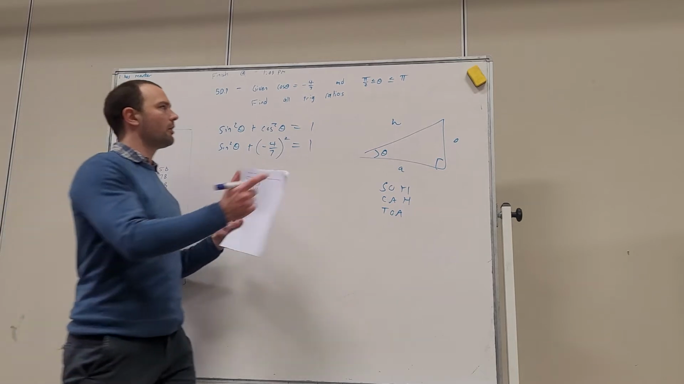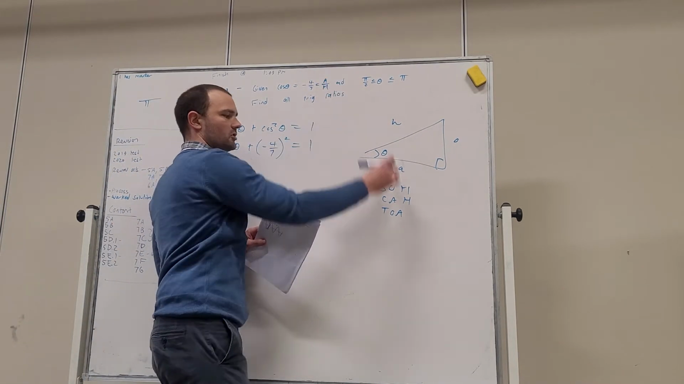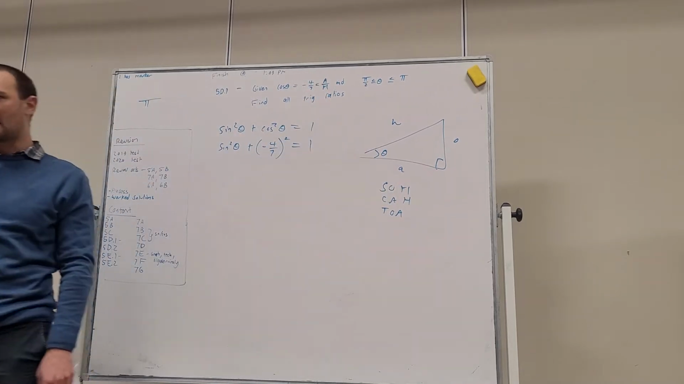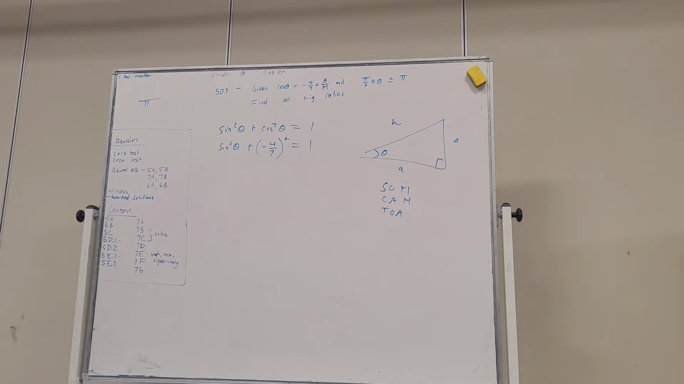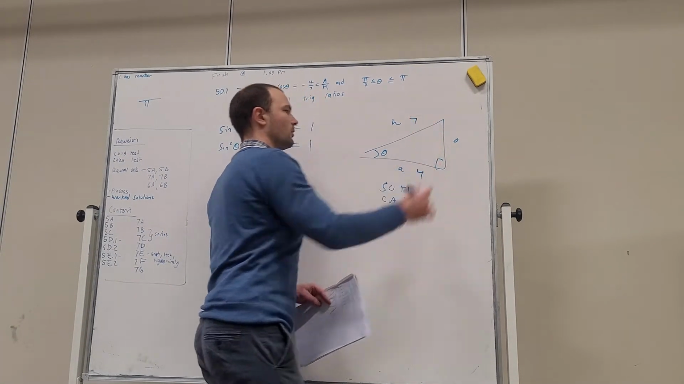Okay, so what that means is cos is A on H, isn't it? We've got that from here. Cos is A on H. So 4 corresponds with A and H corresponds with 7. Now we do not need to consider the negative at this stage. So when we're drawing it in the triangle, we're just going to ignore it. So we've got 4 and we've got 7.